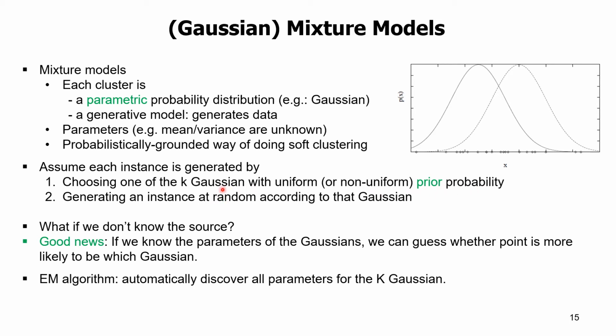By the way, when you choose a Gaussian distribution, you can choose with uniform probability. In this case, each Gaussian has the same probability of being selected. But some other times, maybe each Gaussian has a different probability of being selected. So it can be non-uniform probabilities. So that was a short introduction of a Gaussian mixture model.